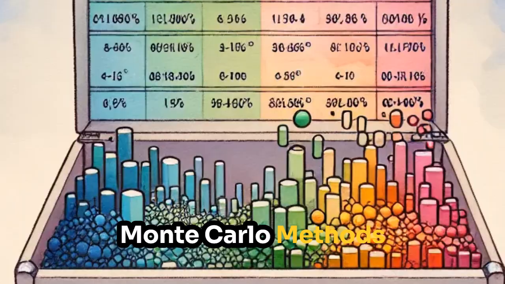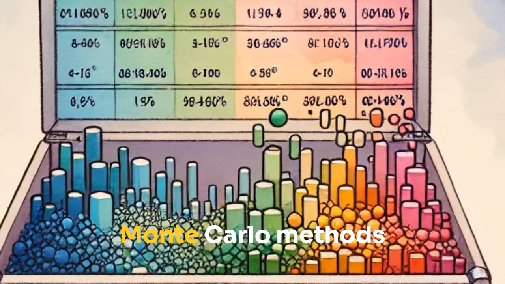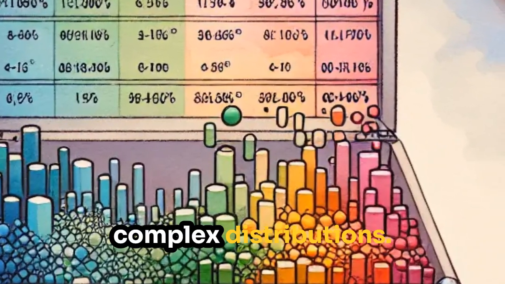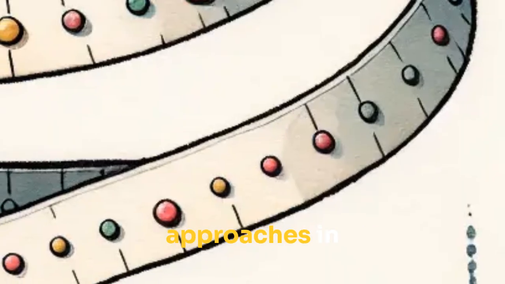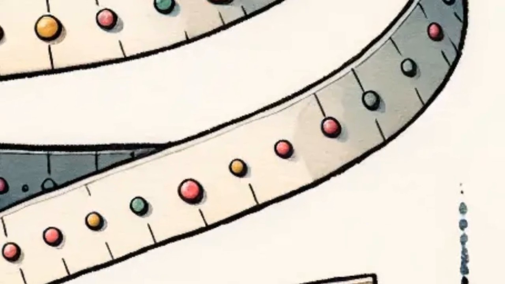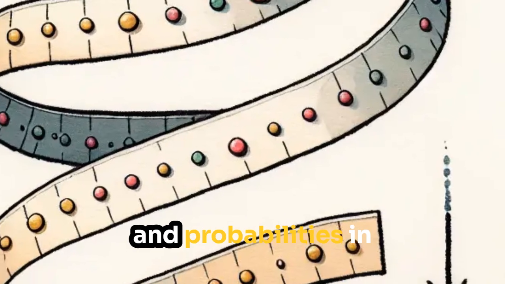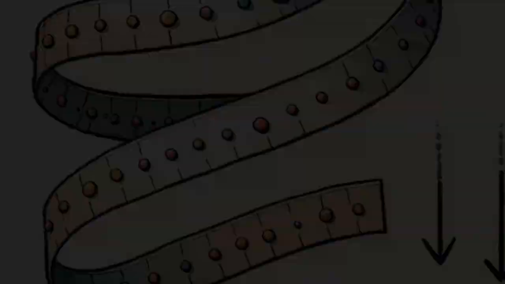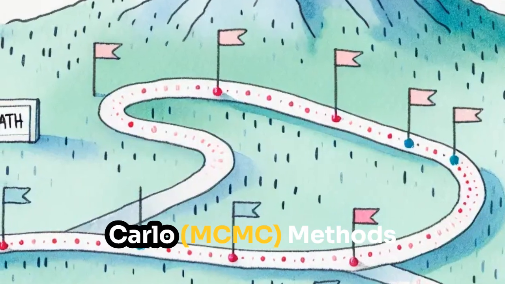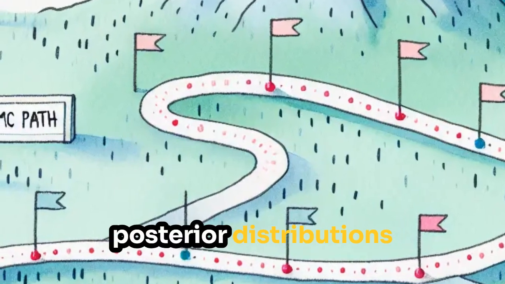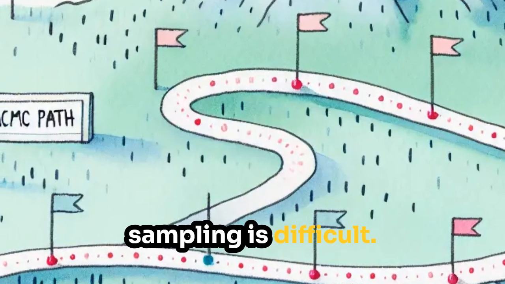Monte Carlo methods in Bayesian inference. Monte Carlo methods rely on random sampling to approximate complex distributions. The two most common approaches in Bayesian inference are: 1. Monte Carlo integration, used to estimate expectations and probabilities in Bayesian models. 2. Markov chain Monte Carlo, MCMC, methods used to generate samples from high-dimensional posterior distributions when direct sampling is difficult.